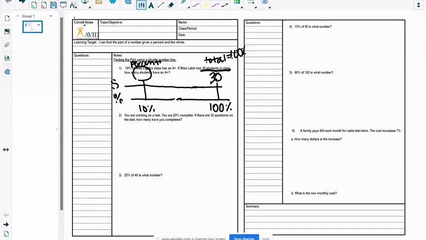Okay, so we go from 100 to 10, dividing by 10, right? So we do the same thing on the top. Divide by 10. 10% would be equal to 3 students. Okay.